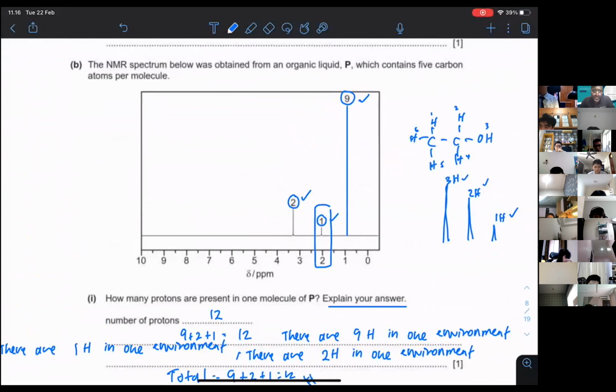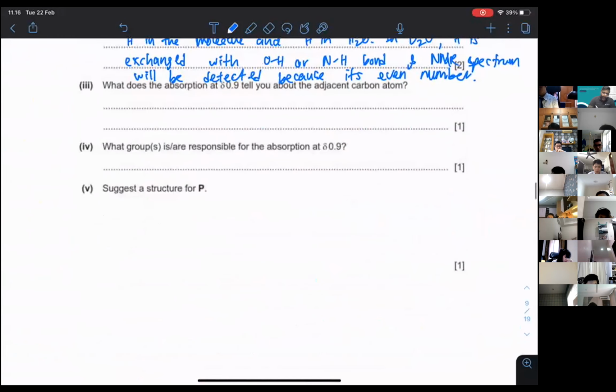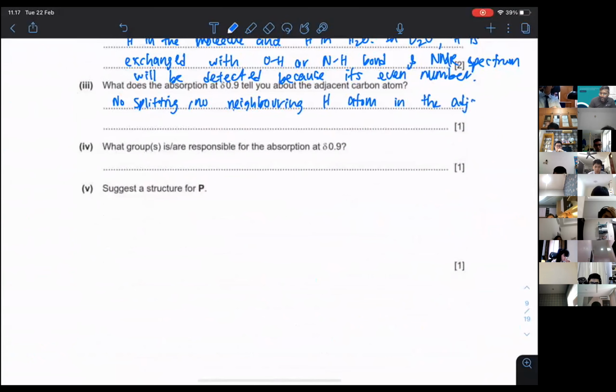It means the carbon adjacent to it does not have any hydrogen. Yeah, so there are no neighboring hydrogen atoms on the adjacent carbon. So you just need to say no splitting, so no adjacent or no neighboring hydrogen atom in the adjacent carbon atom.